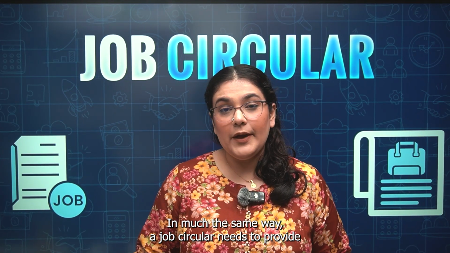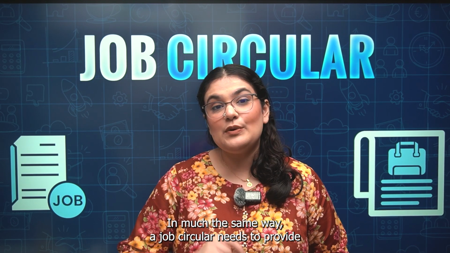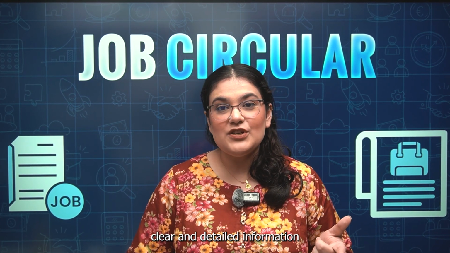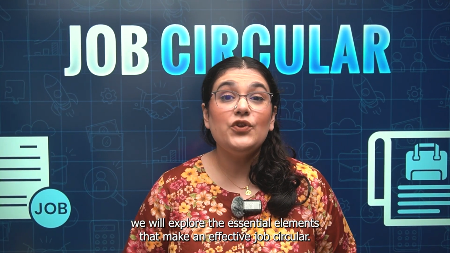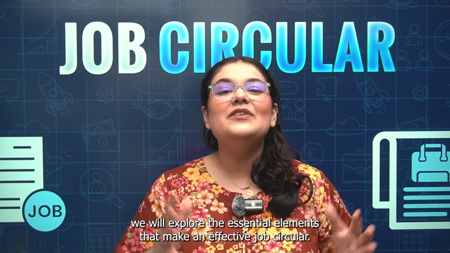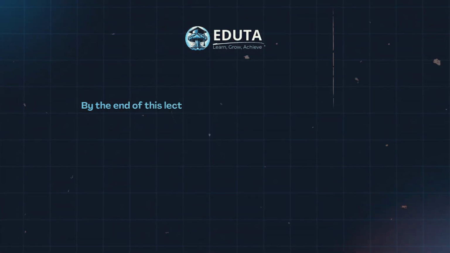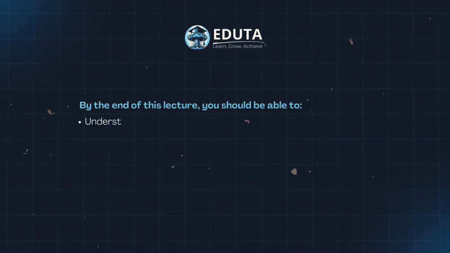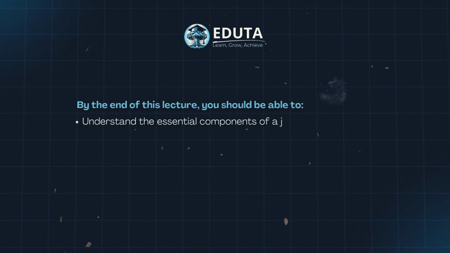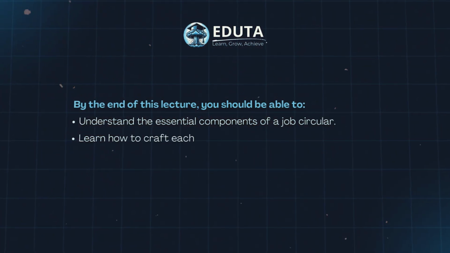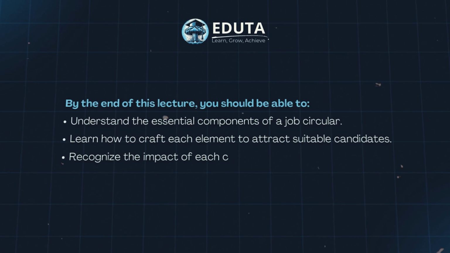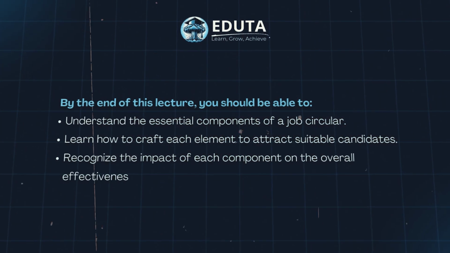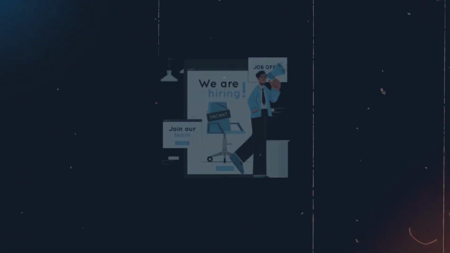In much the same way, a job circular needs to provide clear and detailed information to attract the right candidates. Today, we will explore the essential elements that make an effective job circular. By the end of today's lecture, you should be able to understand the essential components of a job circular, learn how to craft each element to attract suitable candidates, recognize the impact of each component on the overall effectiveness of the job circular.